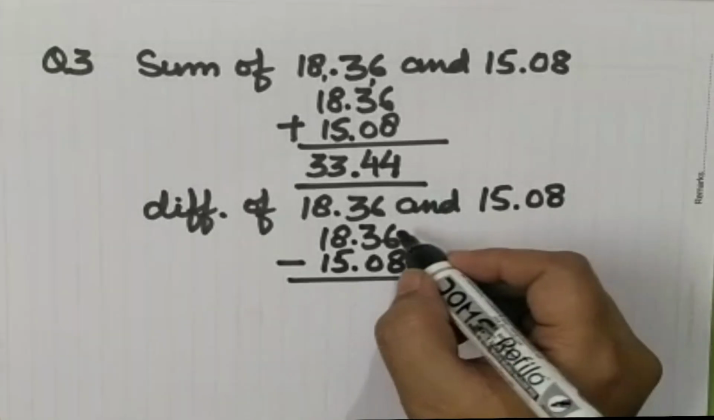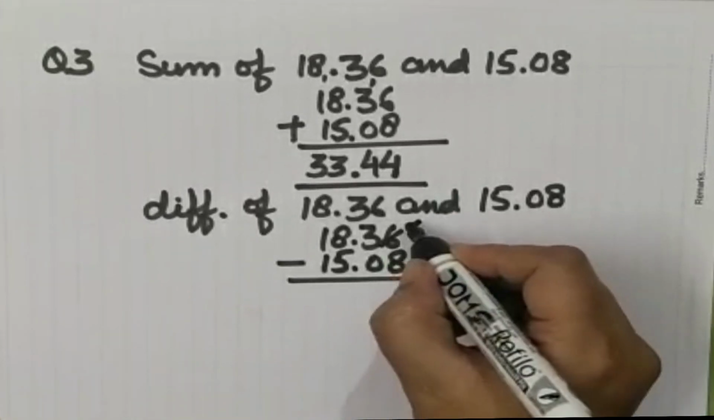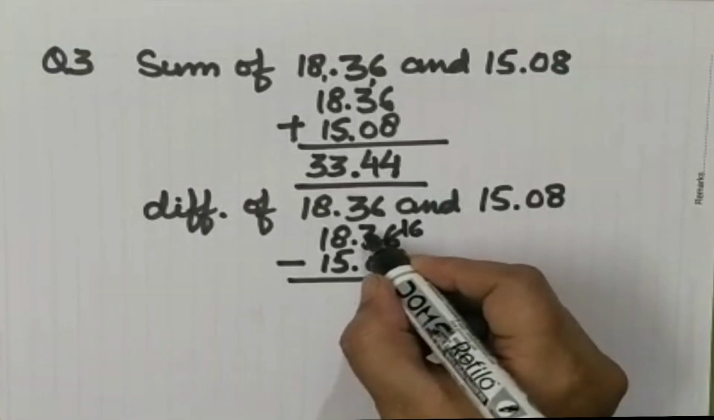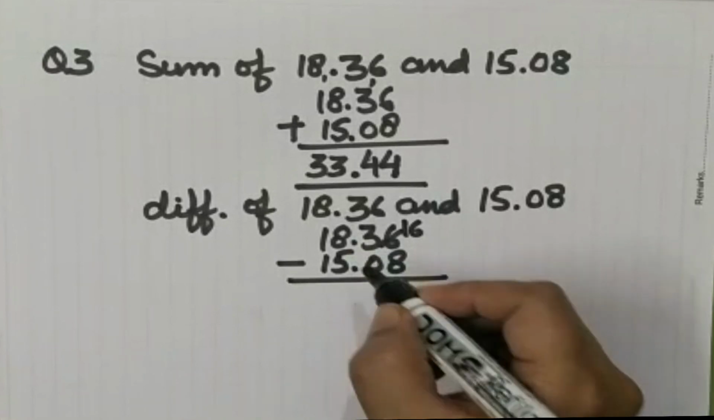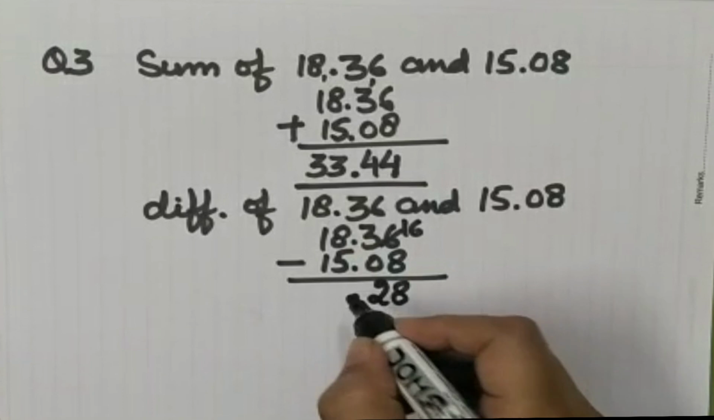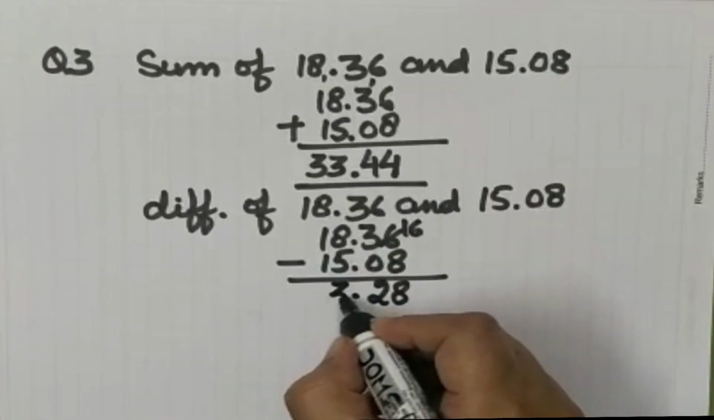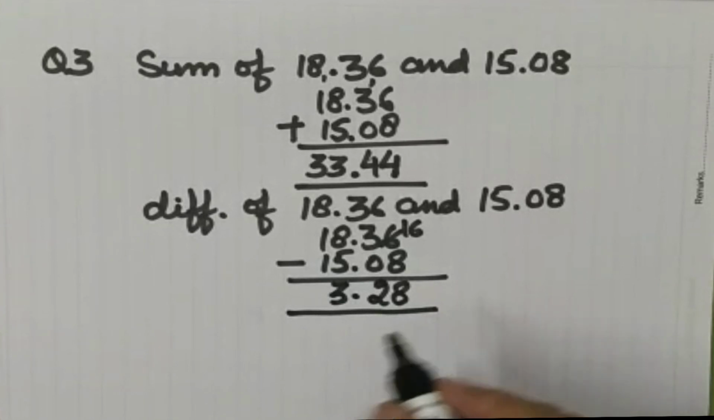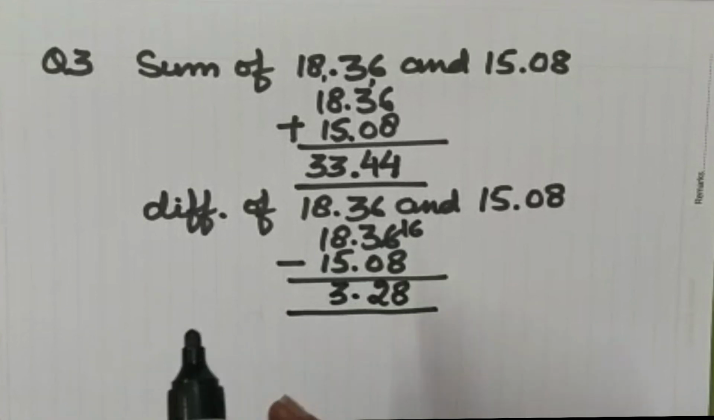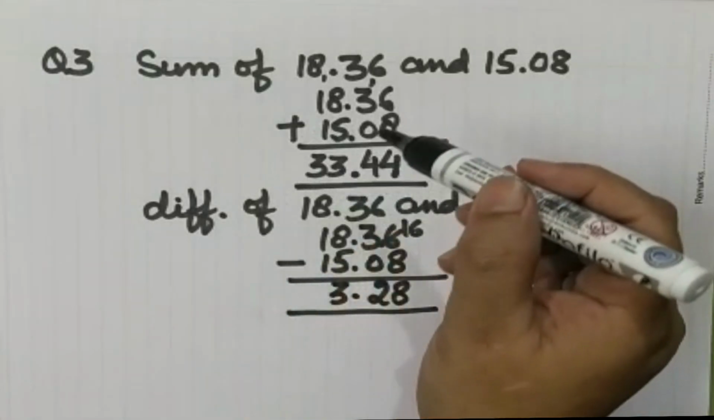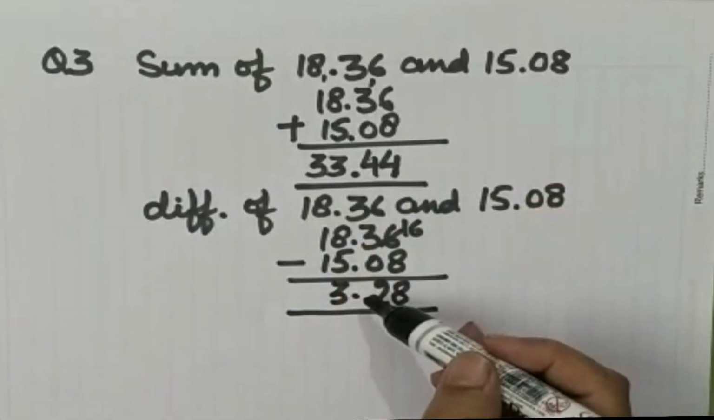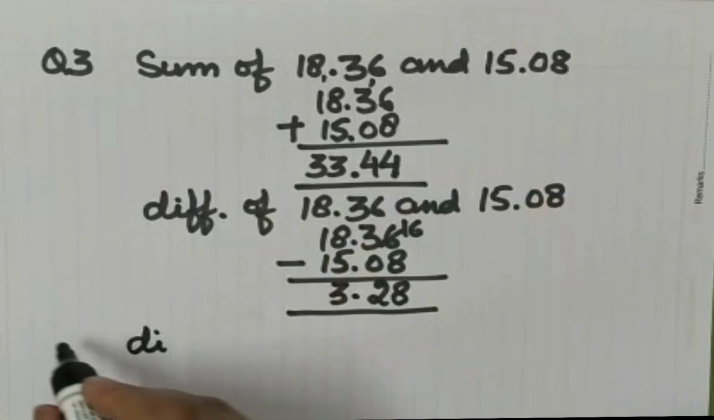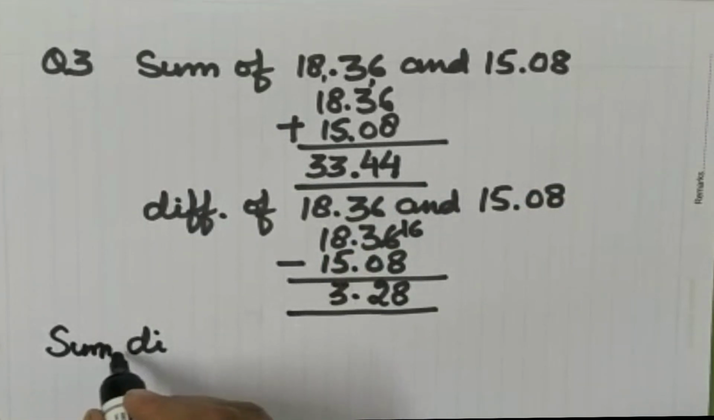6 minus 8 we cannot find, it is 16. 16 minus 8 is 8. Here is 2, remaining number is 2. 2 minus 0, 2. 8 minus 5, 3. Now what do we find? The question is by how much the sum of both numbers is greater than their difference. So let me see. Sum minus difference.